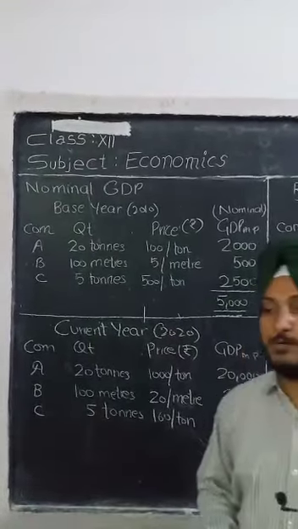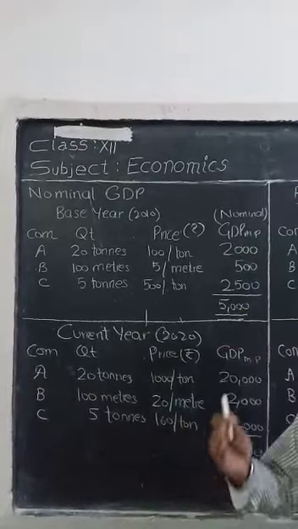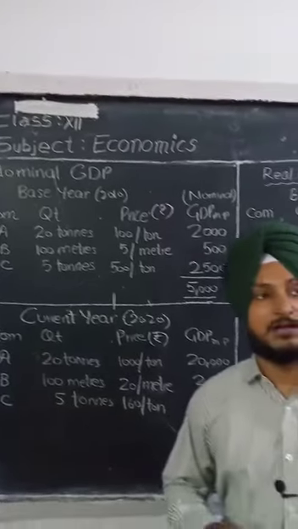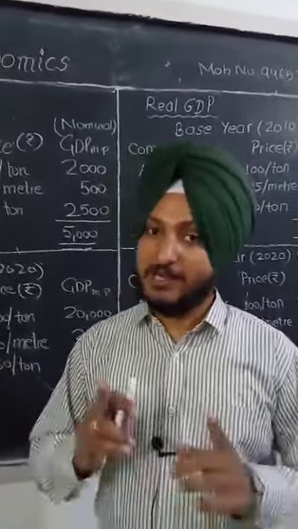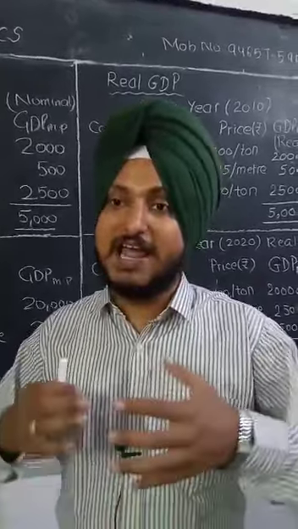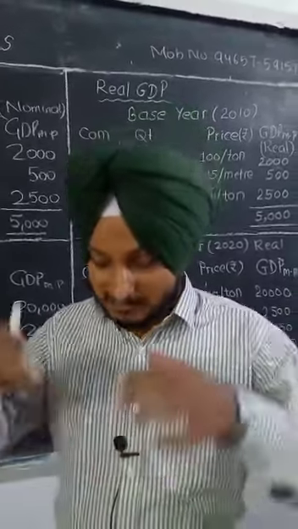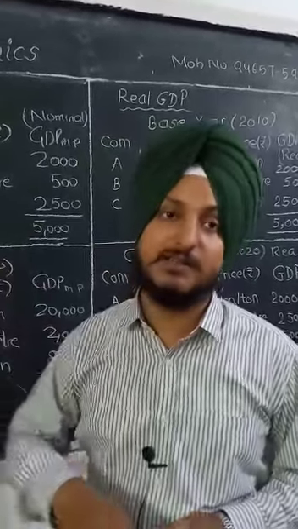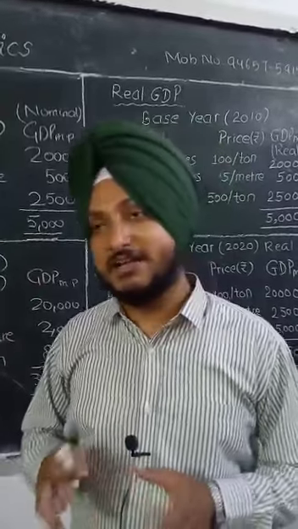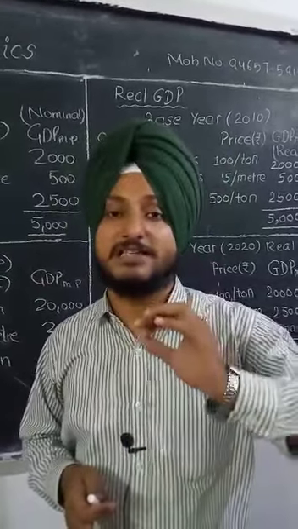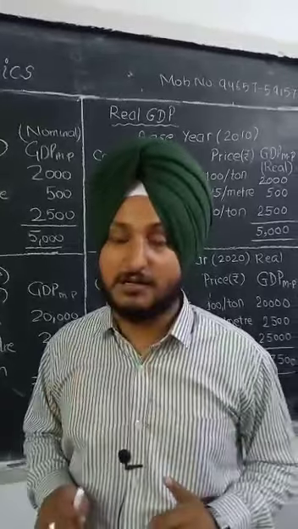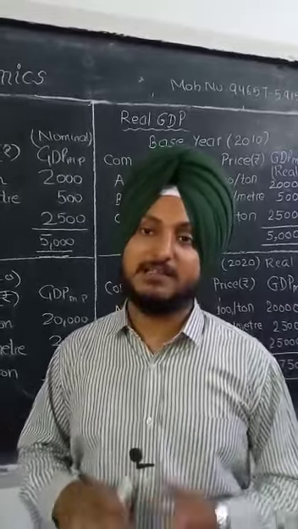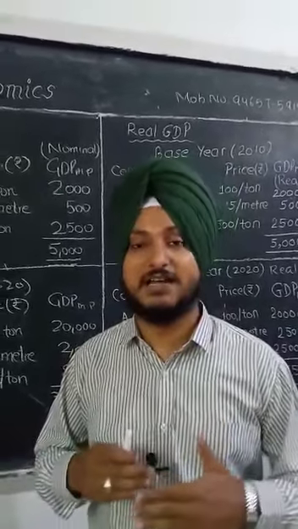In our previous video we were discussing nominal GDP and real GDP. In nominal GDP we were having a small part, that is price into quantity. Price and quantity both are of the current year, like right now we are living in 2020, so prices of 2020 will be taken. In real GDP the prices of the base year are used, meaning prices are constant, not changing. But in nominal GDP we take prices of the current year.